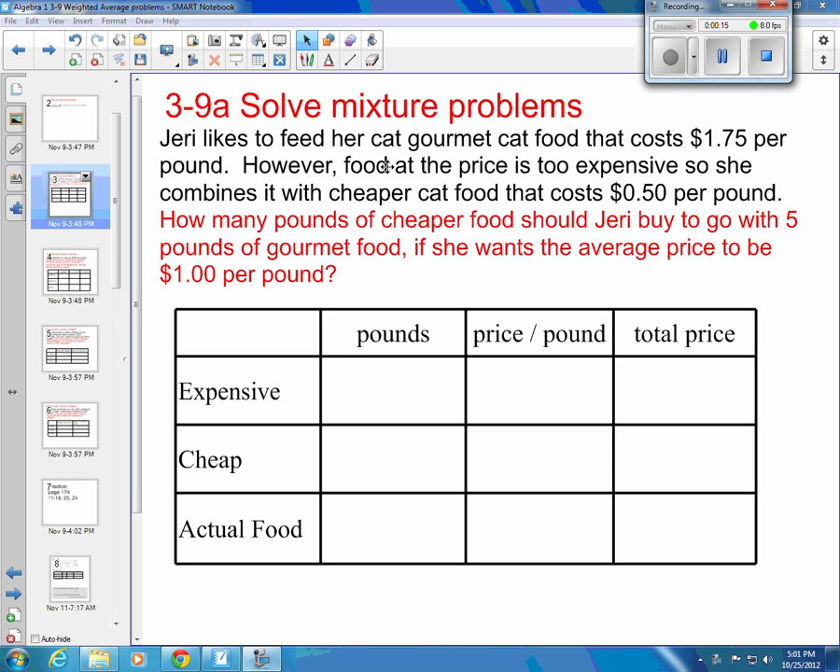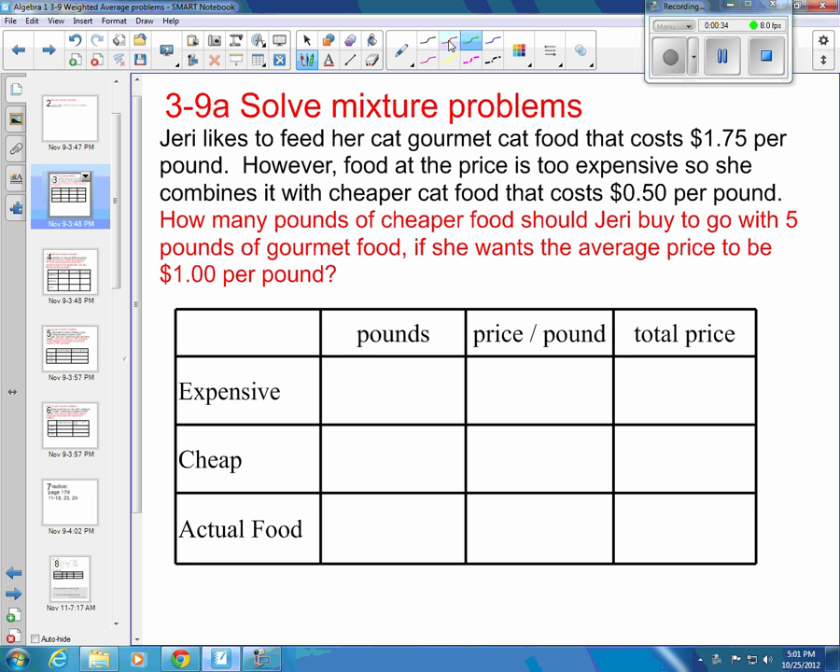So Jerry likes to feed her cat gourmet cat food that costs $1.75 per pound. However, food at that price is too expensive, so she combines it with cheaper cat food that costs 50 cents per pound. How many pounds of cheaper food should Jerry buy to go with 5 pounds of gourmet food if she wants the average price to be $1 per pound?